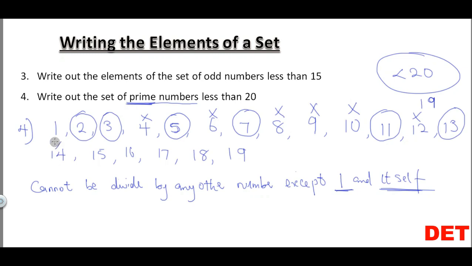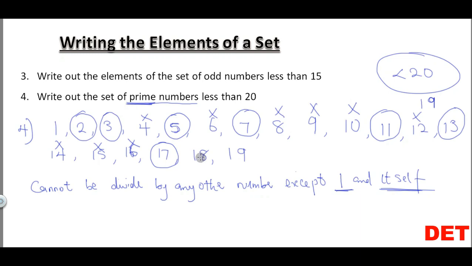Is 14 a prime number? No, because 14 can be divided by 2. It can be divided by 7. Is 15 a prime number? No, because 15 can be divided by 3. It can be divided by 5. So it is not a prime number. Is 16 a prime number? No, because 16 can be divided by 2. It can be divided by 8. So it is not a prime number. Is 17 a prime number? Yes, because there is no other number that can divide 17 except 1 and 17 itself.